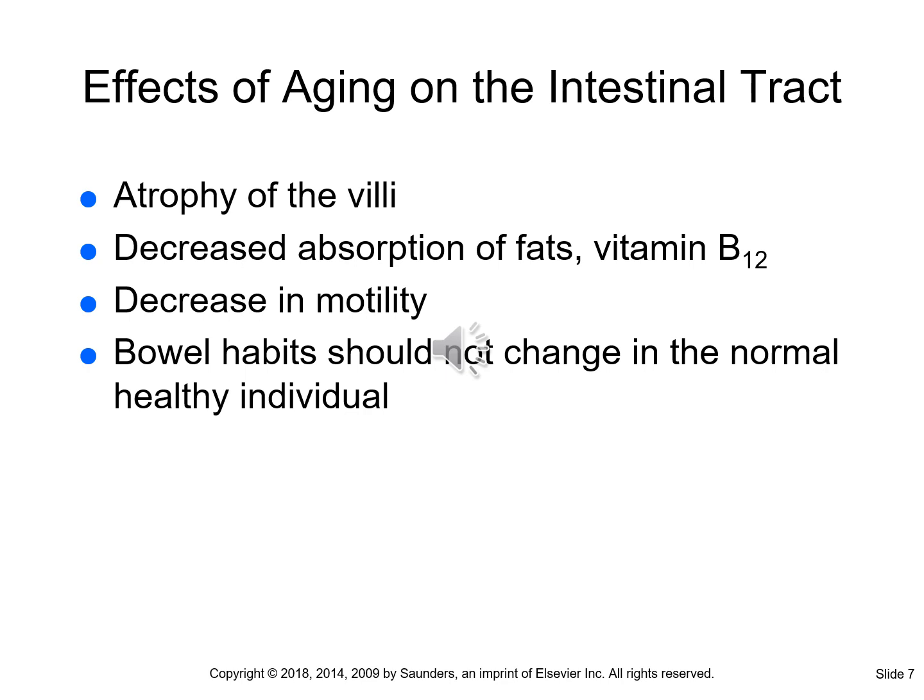And so constipation can occur as a result of decreased intestinal motility. But by doing these things, they can prevent constipation from occurring. So, like I said, they can have atrophy of the villi. The villi is what helps to move the gastric contents along the path of the intestines. Decreased absorption of fat and vitamin B12, like I said, decreasing the motility. And so, bowel habits should not change in a normal, healthy adult.